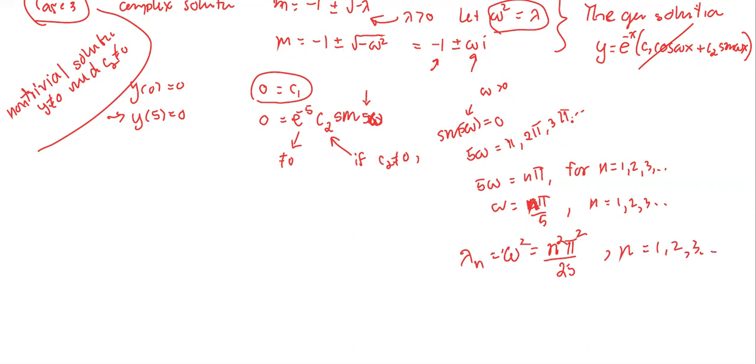Now, you have the option to get the non-trivial solution by selecting whatever value of n. n equals 1, you get one eigenvalue. n equals 2, you get another eigenvalue, and so forth. So this is the eigenvalue. And then the eigenfunctions associated to each eigenvalue.